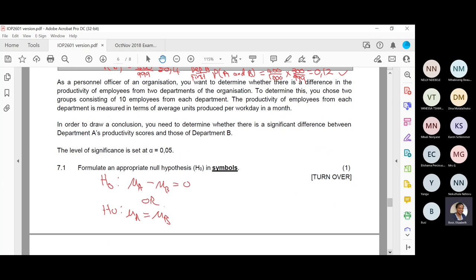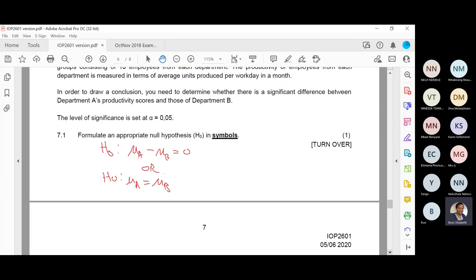There is no difference between department A and department B because they are equal. There is no difference between the two departments. Or, if they said in words, you would have said there is no difference between the mean score of department A productivity score and the mean score of department B productivity score. That would have sufficed if it says words.